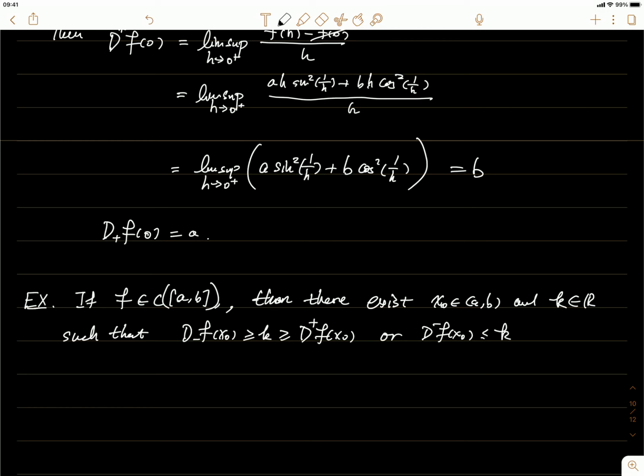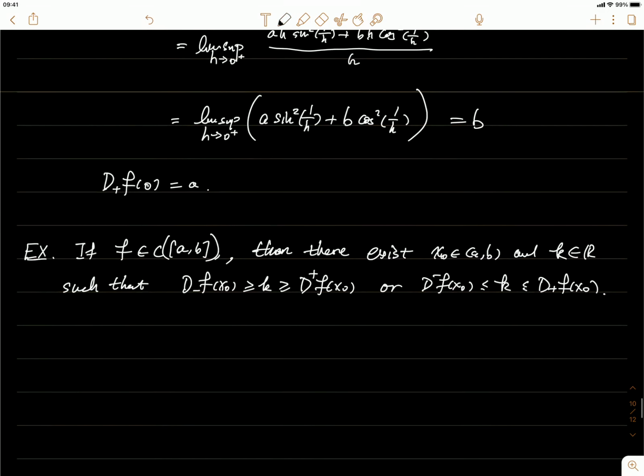So D plus f of x0 is less than or equal to k, which is less than or equal to D minus f of x0. Okay, so we can find at least some x naught and k such that either this holds or this holds. To prove this, the proof is by observing this.